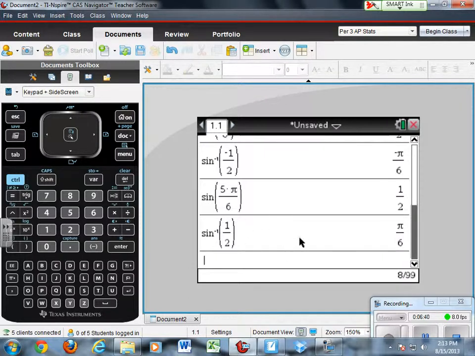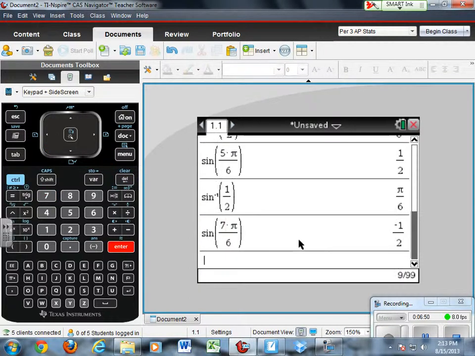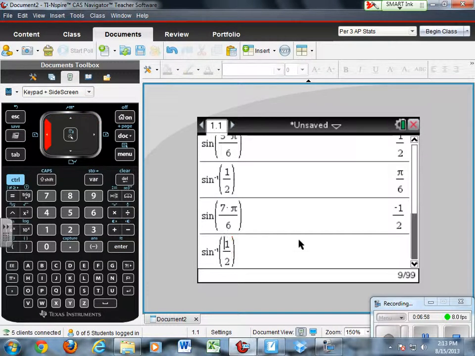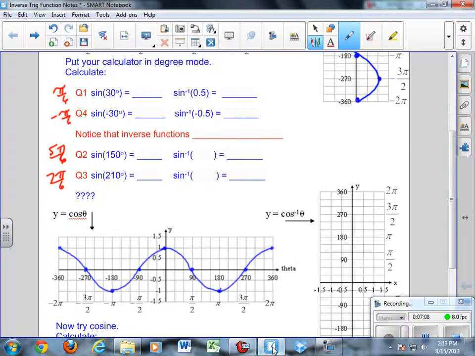And you'll see the same thing if I do 7 pi over 6. I'm just going to go up and grab this and edit it and change it to 7 pi over 6. And if I do inverse sine of negative 1/2, so I'm going to grab my inverse sine, edit that, make that negative 1/2. And notice I'm back to negative pi over 6, not 7 pi over 6. So we have an issue that we need to deal with. So let's go back and look at the graph and see what the problem is.